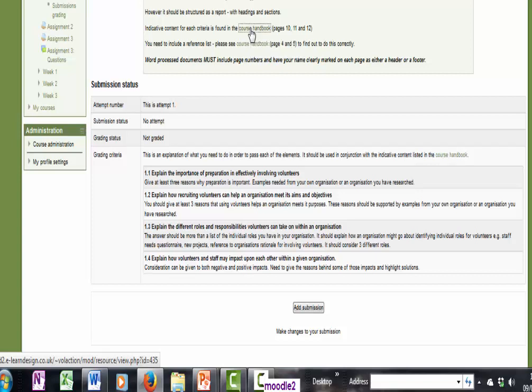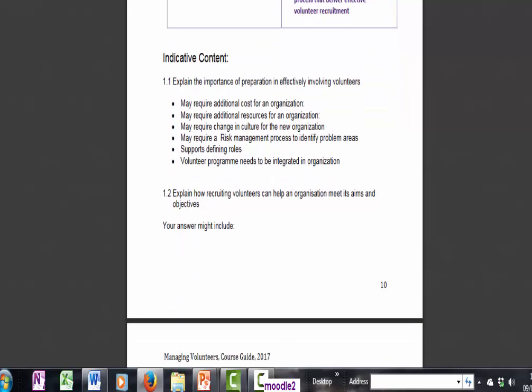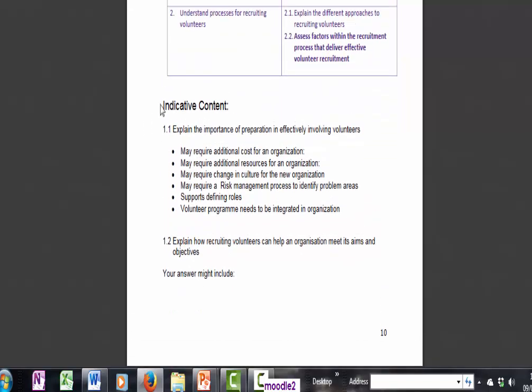to open up the course handbook, and that opens up there into a PDF file, and it said there on pages 10, 11 and 12, so I've followed through. I'm on page 10, as you can see up there, and you start to see the indicative content for assignment 1 there. So the first bank of indicative content is explain the importance of preparation in effectively involving volunteers.